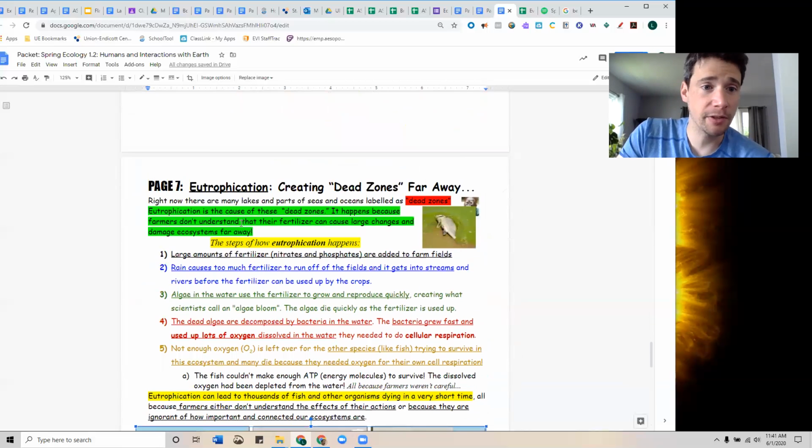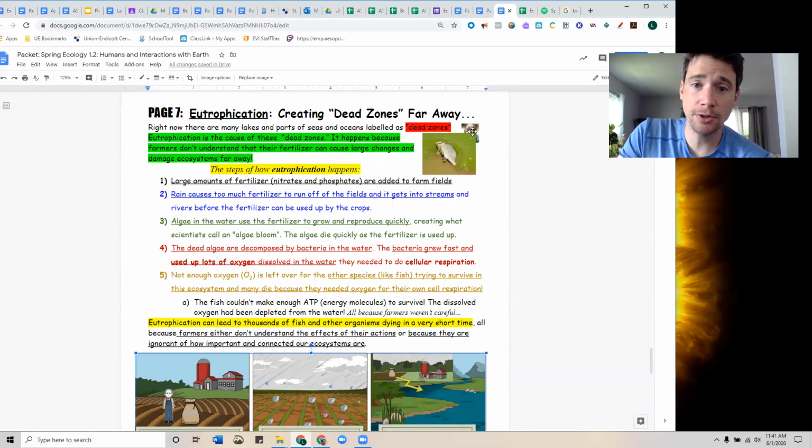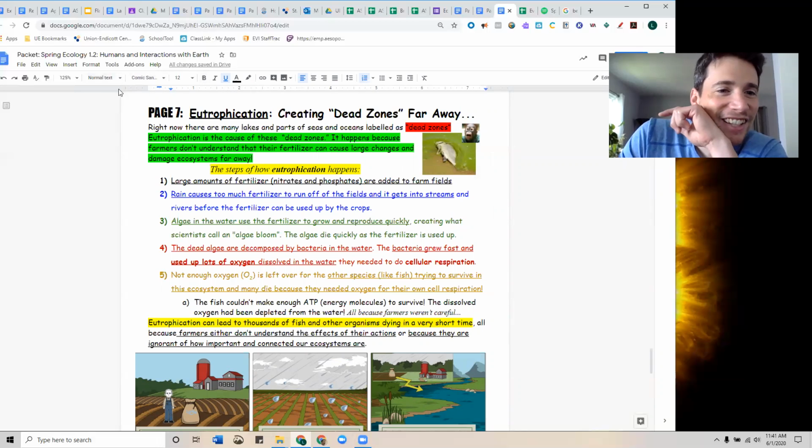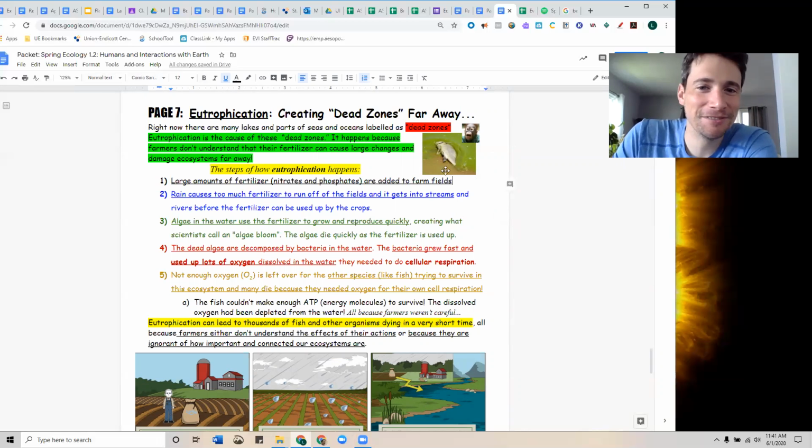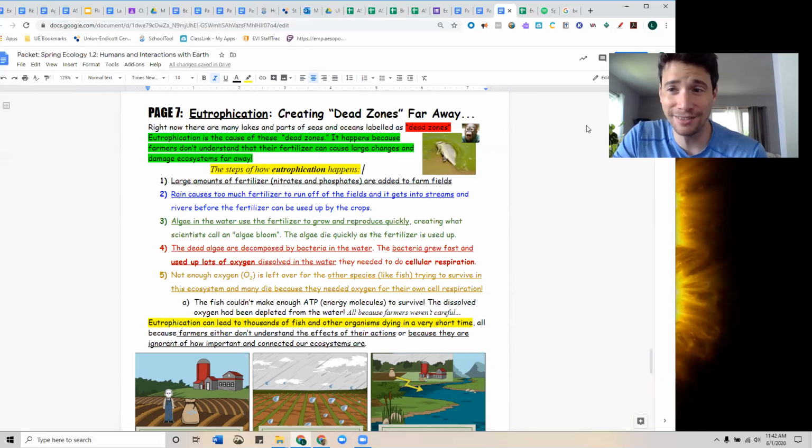Okay, here we go. Page 7, eutrophication, creating dead zones far away. Sorry, I do like that picture. So right now there are many lakes and parts of seas and oceans, and they're called dead zones. So a part of a lake, a part of a sea, a part of the ocean is called a dead zone. Why? Because there's a lot of dead stuff there.